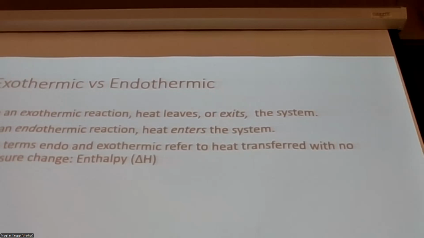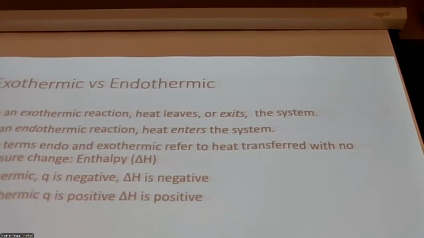All right, so let's see, endo and exothermic refer to energy change with no pressure. So when we have no pressure change, that is our enthalpy. That part's not super important. Exothermic Q is negative, and also delta H is negative. Endothermic Q is positive, and also delta H is positive. So the signs that we used for Q are also the signs that we use for delta H. Remember, delta H is just Q divided by number of moles, and moles is positive, so it wouldn't change.